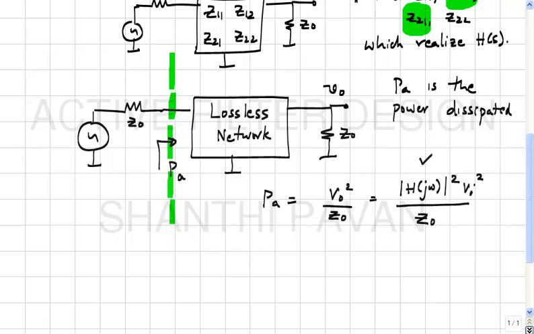So we know the mod H of j omega squared we want, alright? Okay. Now we are able to relate the squared magnitude response we want not to some 4 parameters corresponding to the LC network, but to just the input power being dissipated at the left end of the box. Does it make sense? Is that clear?